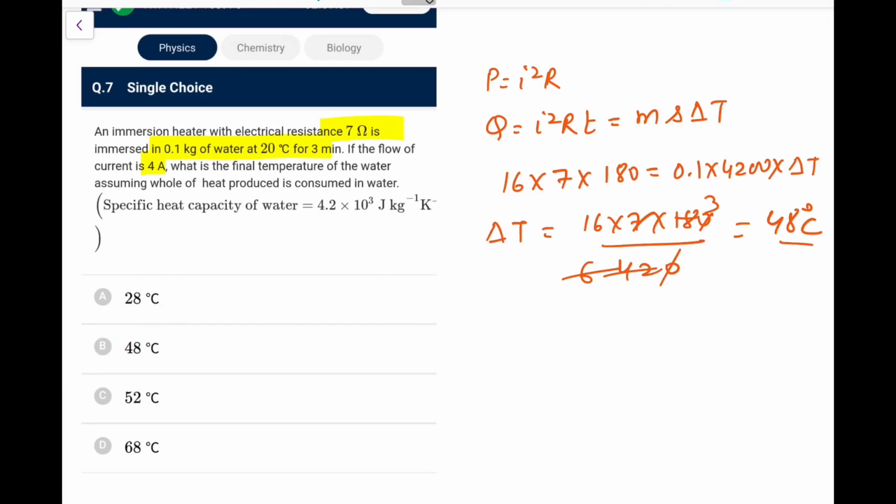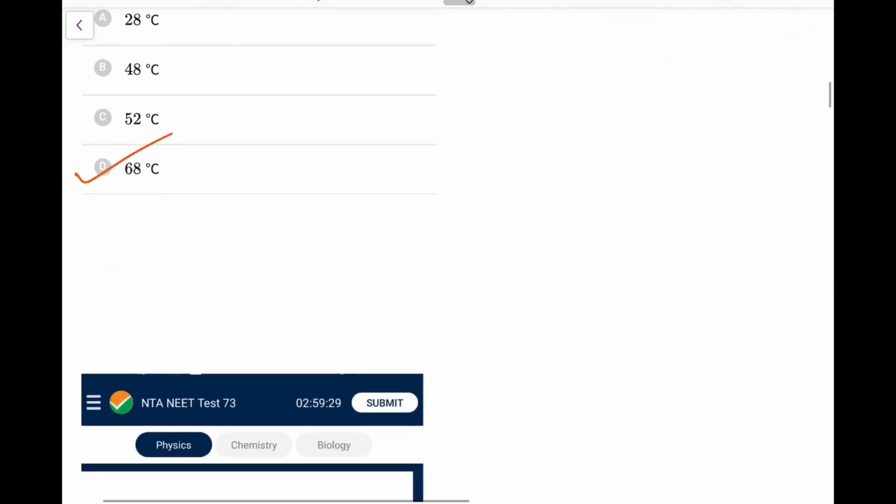I made a mistake, because what they have asked is not the change in temperature, they have asked for the final temperature, initial is 20. So 48 is the change, so you have to go for 68, not the 48. So be careful about it.